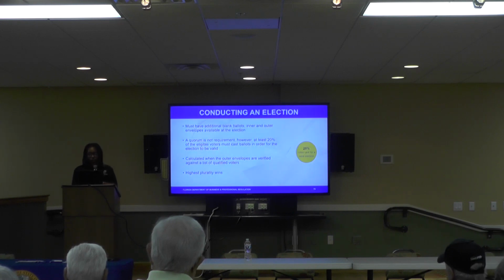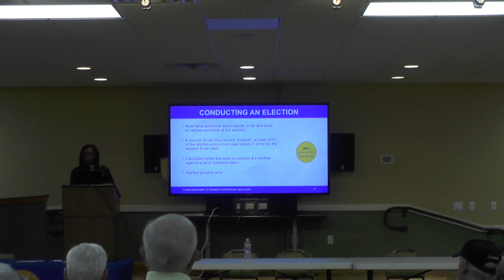Conducting your election, the association must have additional blank ballots, inner and outer envelopes available at the election. A quorum is not a requirement. However, at least 20% of the eligible voters must cast ballots in order for the election to be valid. This is calculated when the outer envelopes are verified against a list of qualified voters.